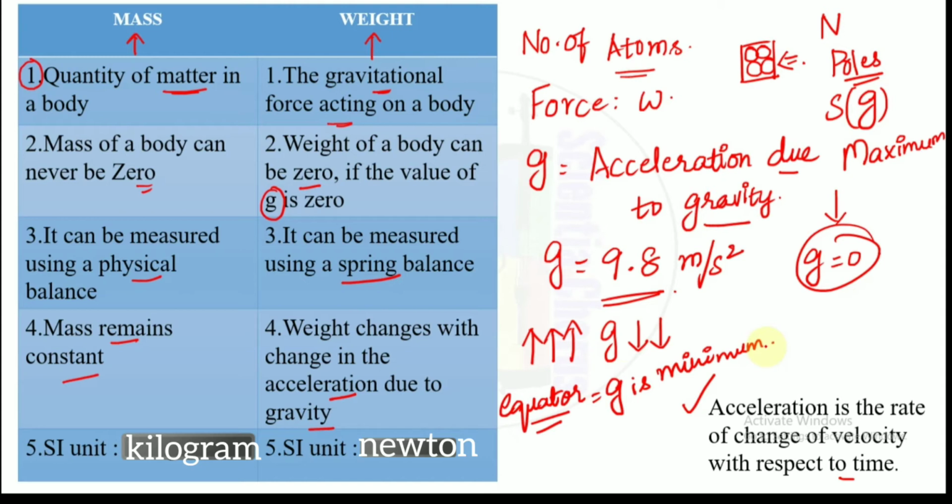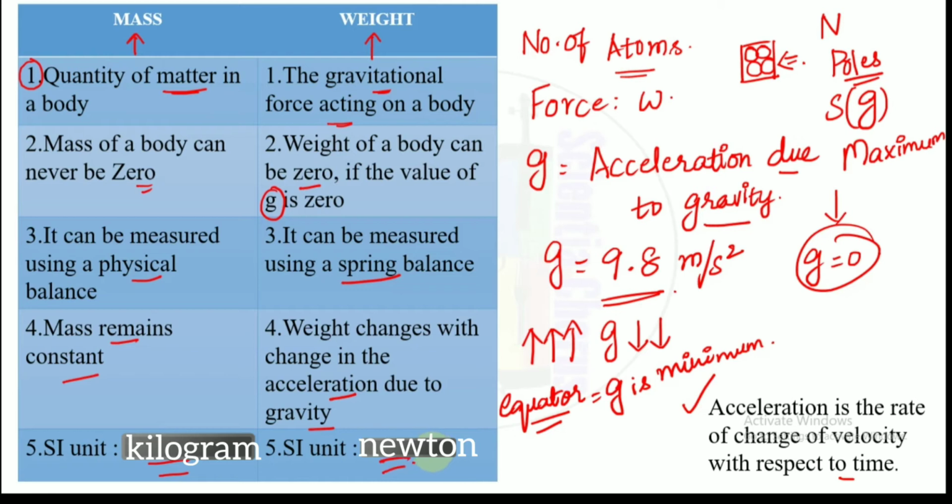So weight is completely depending on the gravitational force acting on a particular object. Mass is something related to the number of atoms. And the last point, the SI unit of mass is kilogram, and the SI unit of weight is Newton.